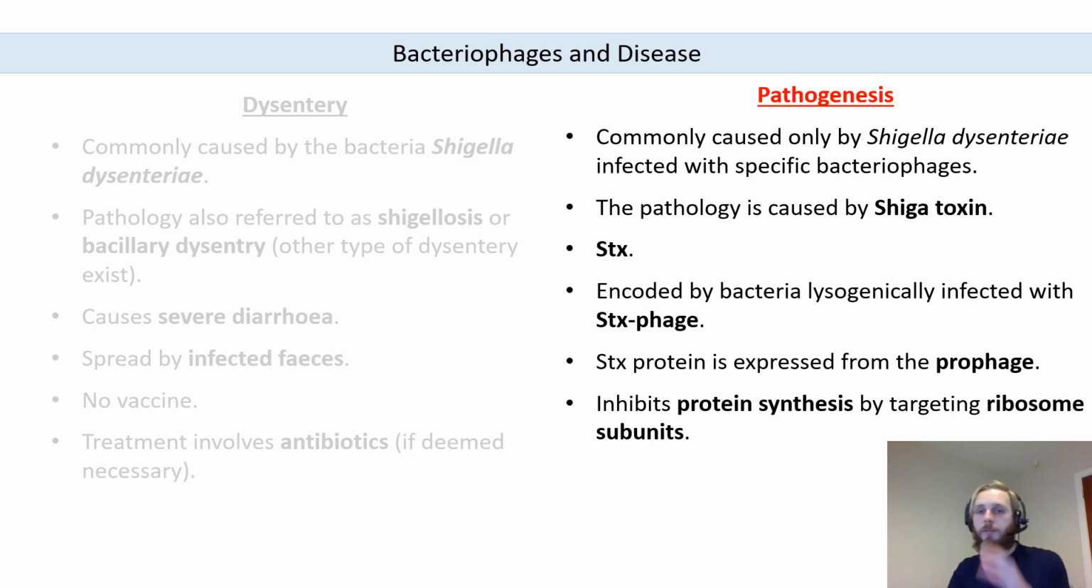So as with the previous examples, the causative agent, the bacteria, must be infected with a bacteriophage to acquire the ability to cause disease. And again, this acquired ability comes through specific genes that are acquired through the process of lysogeny. In this case, we're talking about Shiga toxin, which is stx, and it is acquired by Shigella dysenteriae when the bacteria is infected with a particular phage, which we refer to as the stx phage. And once this Shiga toxin is expressed, it inhibits protein synthesis, and in doing so, it causes the symptoms of dysentery, the principal one of which is severe diarrhea.